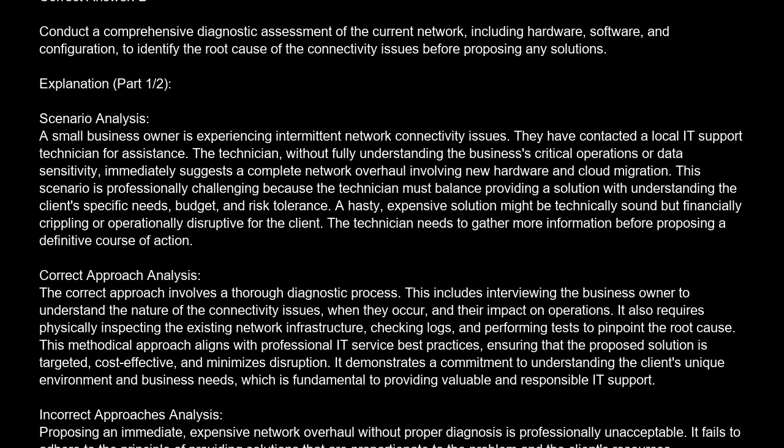Correct approach analysis. The correct approach involves a thorough diagnostic process. This includes interviewing the business owner to understand the nature of the connectivity issues, when they occur, and their impact on operations. It also requires physically inspecting the existing network infrastructure, checking logs, and performing tests to pinpoint the root cause. This methodical approach aligns with professional IT service best practices, ensuring that the proposed solution is targeted, cost-effective, and minimizes disruption. It demonstrates a commitment to understanding the client's unique environment and business needs, which is fundamental to providing valuable and responsible IT support.